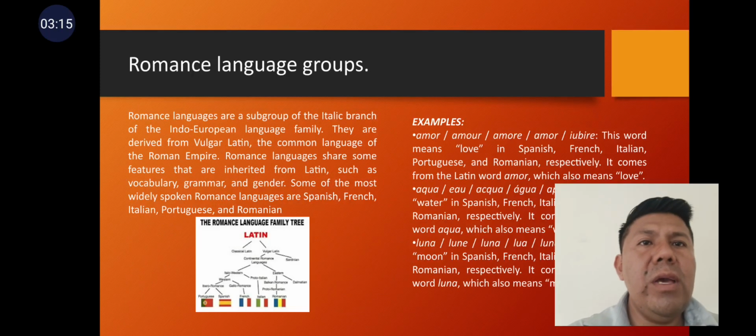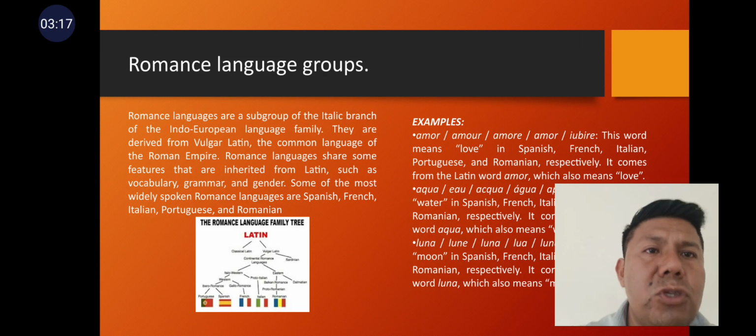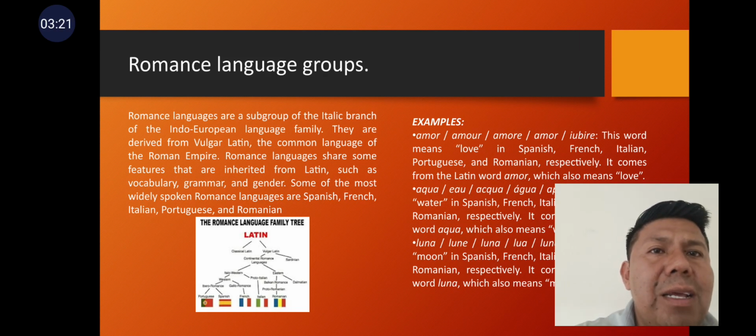We have now the Romance language group. These Romance languages are a subgroup of the Italic branch of the Indo-European language family. They are derived from Vulgar Latin, the common language of the Roman Empire. Romance languages share some features that are inherited from Latin, such as vocabulary, grammar, and gender. Some of the most widely spoken Romance languages are Spanish, French, Italian, Portuguese, and Romanian.